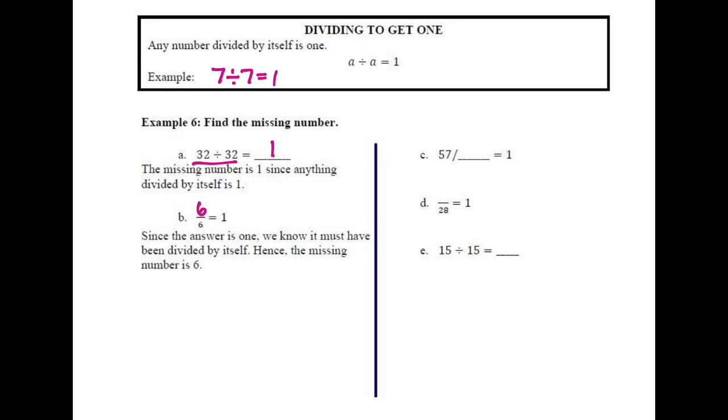Over on the other side, 57 divided by 57 is 1, 28 divided by 28 is 1, and 15 divided by 15 is 1. Okay? Might seem kind of silly, but you're going to use it later, okay?